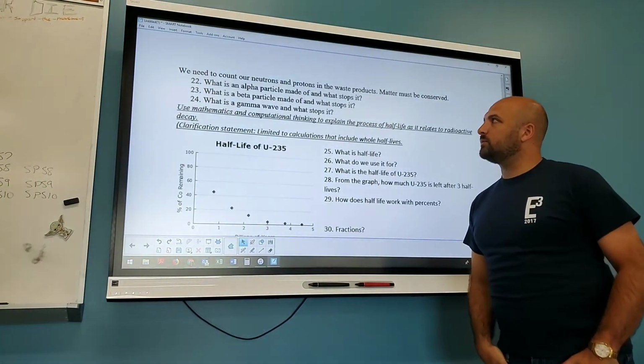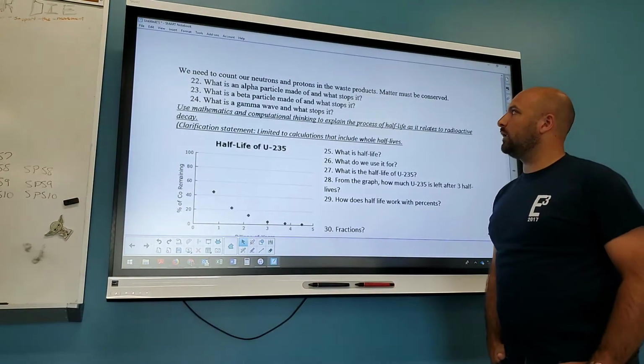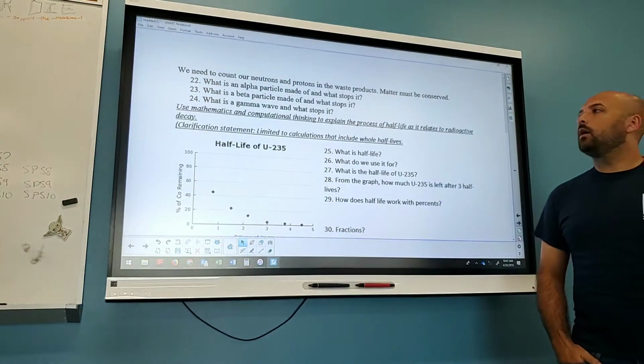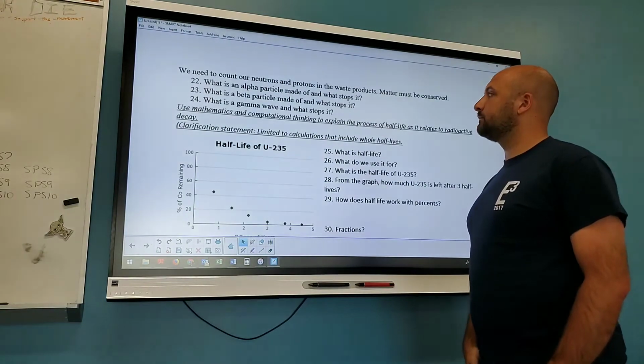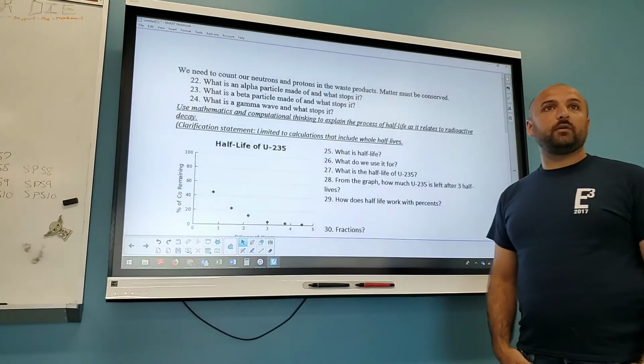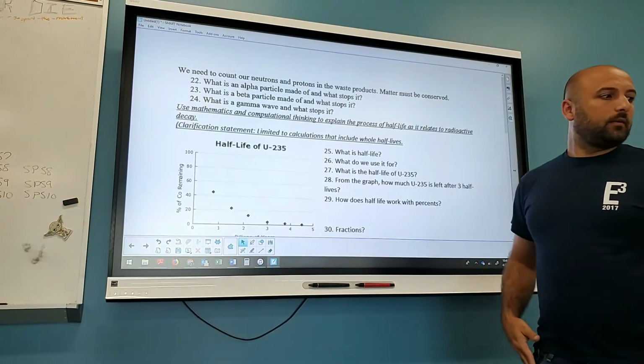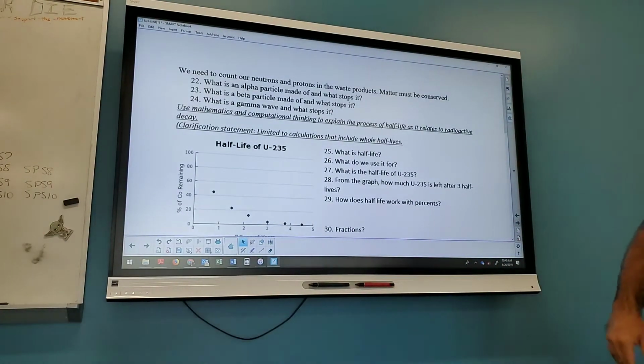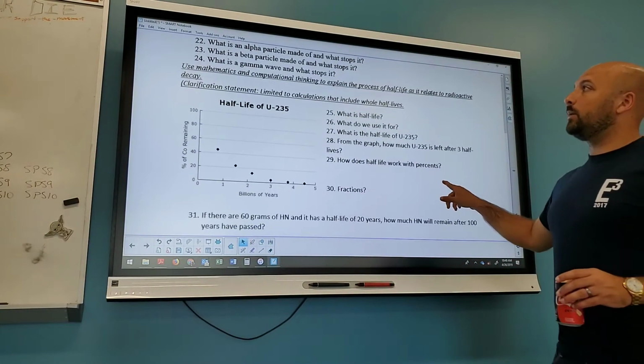A beta particle, what's it made of? 1 electron. What stops it? Aluminum does. What's a gamma wave? Or gamma ray? An energy wave. It's just energy, right? What stops it? Lead. Yeah, technically nothing, but lead will do the best that it can, right?